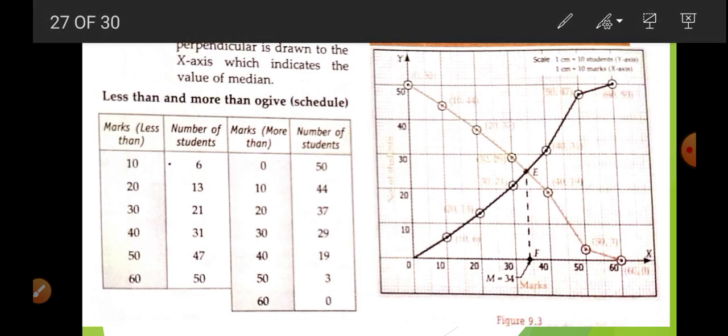We are going to draw both more than and less than ogives, and where both intersect, from that we draw a perpendicular line. Whatever the value, that will be the median. Okay, student.